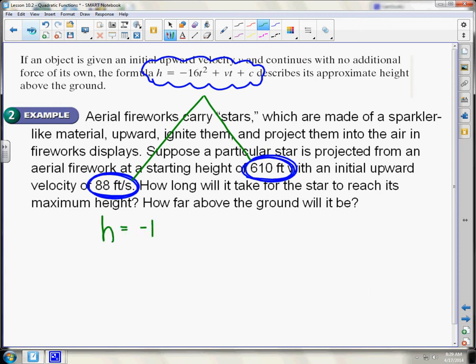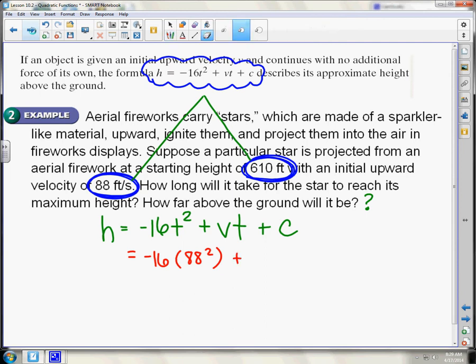h equals negative 16t squared plus velocity times t plus c. Now, I want the height. How far above the ground will it be? That's the question. Okay? So I am going to put in this as my t, 88 seconds. So negative 16 times 88 squared plus, oh wait, that's the velocity, I'm sorry.